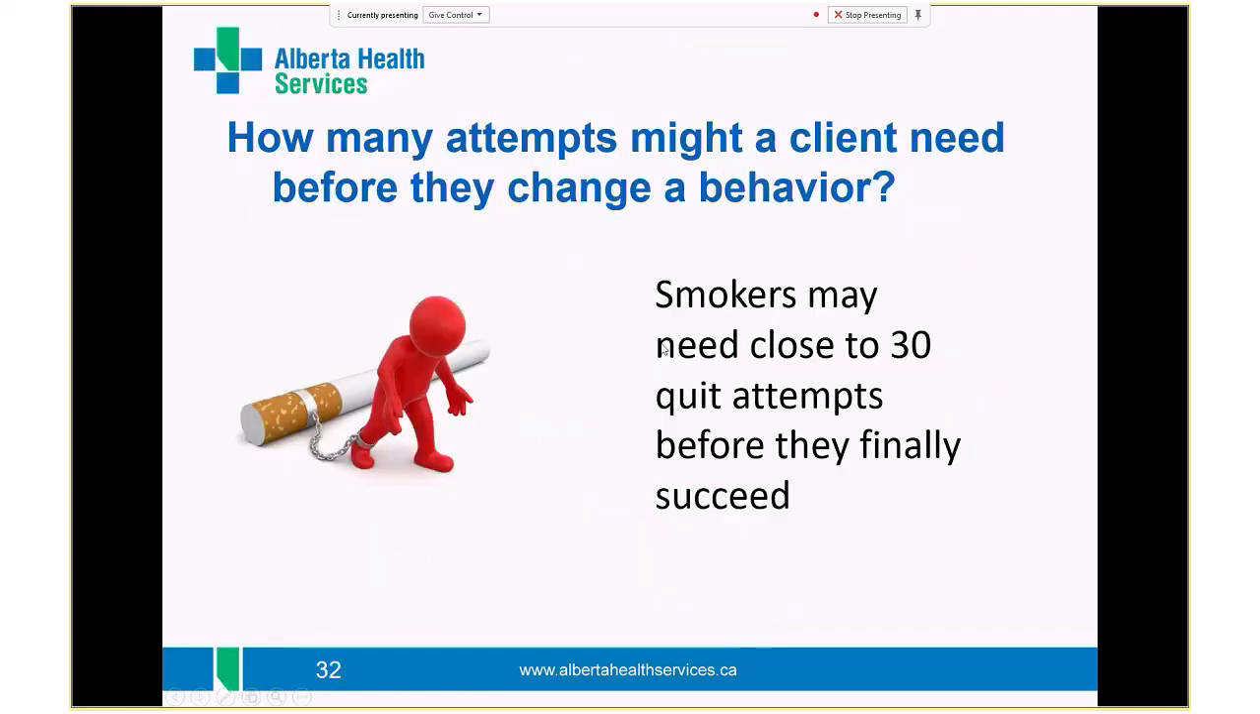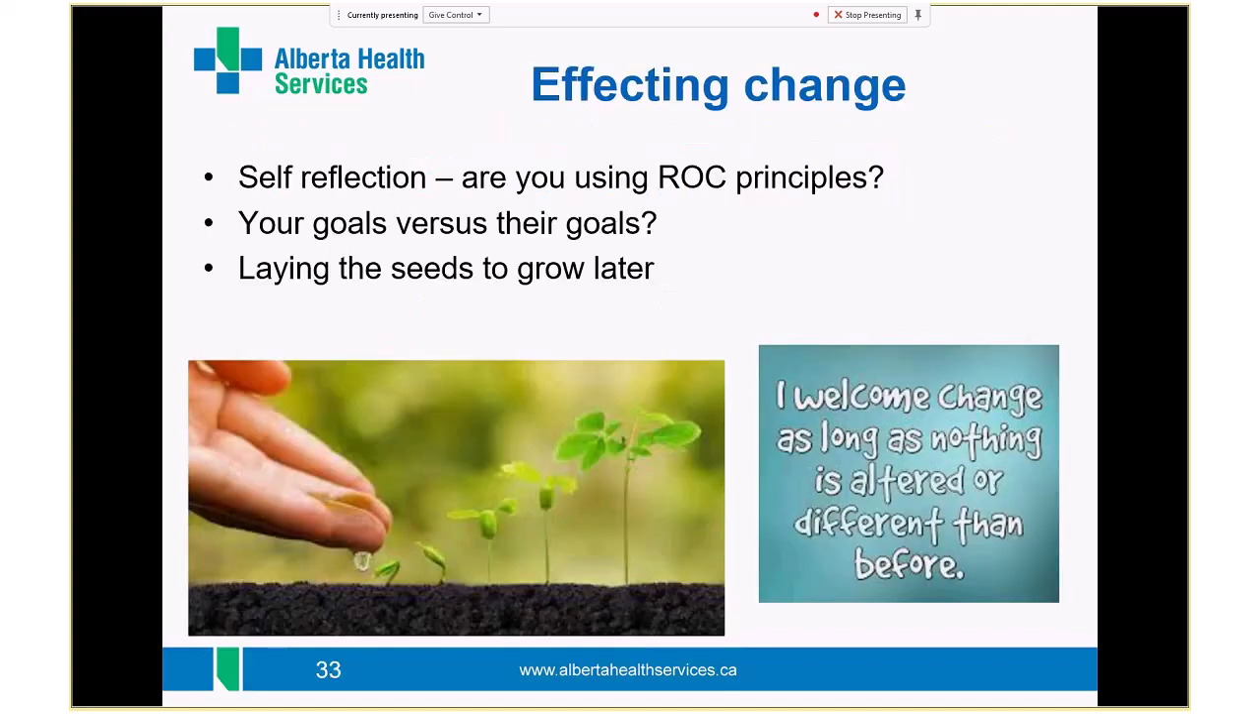So how many attempts might a patient need before they change a behavior? Think about a smoker who has quit for 10 years. Do you think they have cravings? Might a stressful situation cause them to restart? We know that there needs to be a lot of attempts before a change in behavior happens. It typically does not happen on the first attempt.